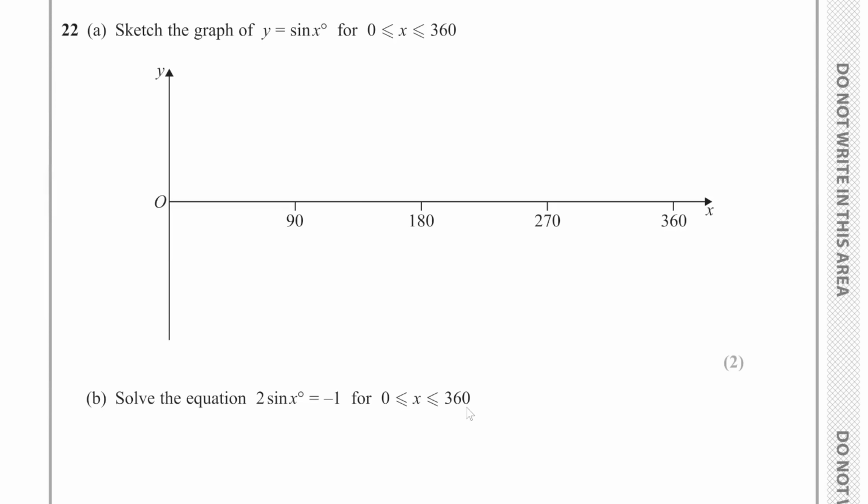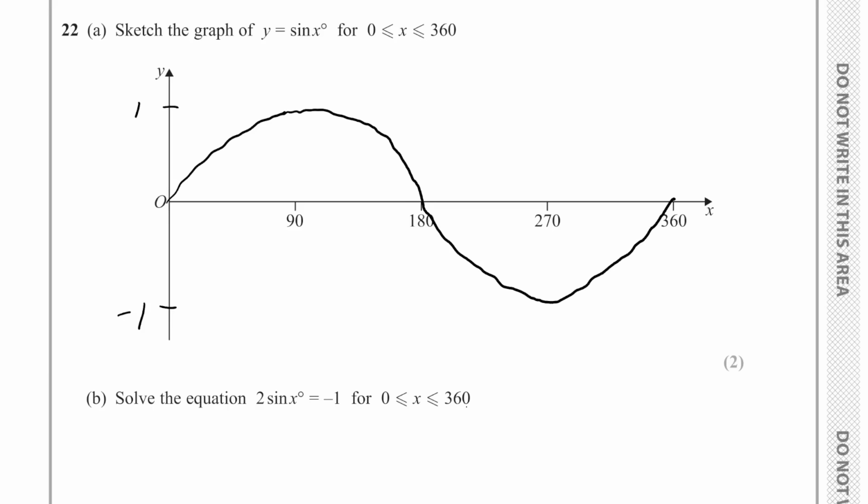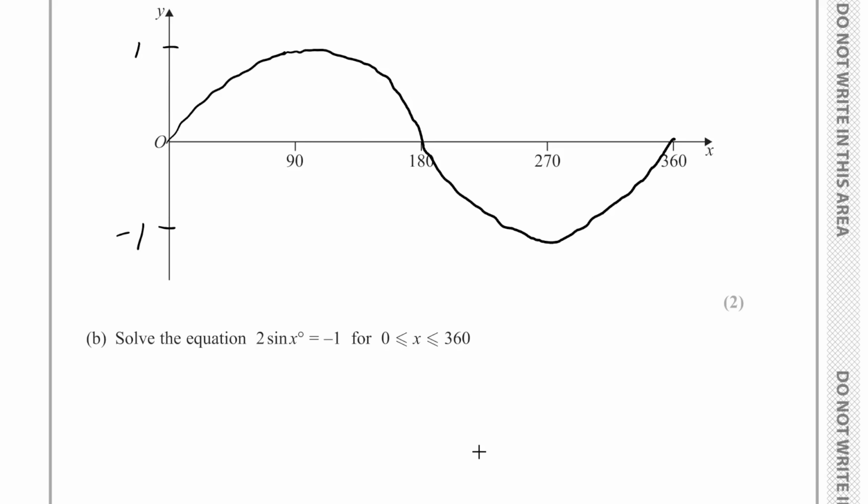Question 22. Sketch the graph of y equals sine x for 0 to 360. So the sine graph goes between 1 and negative 1. It starts at 0, it goes up to 90, back down to 180, 0, 270, negative 1, and back up to 360. So something like that. Maybe shift that one up a little bit. And that's our sine graph.